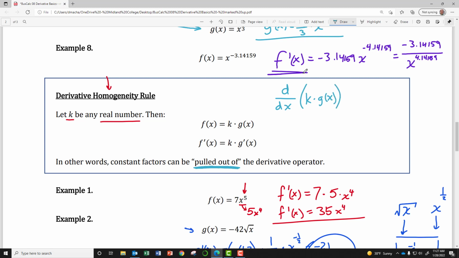And in that case, you would say that this derivative is just equal to k times the derivative of g of x. And so that's what I mean when I say that you can just pull the constant factor out of the derivative operator. It's that you can just worry about the derivative, in this case, of this function, and you can ignore the k constant multiplier. All right.